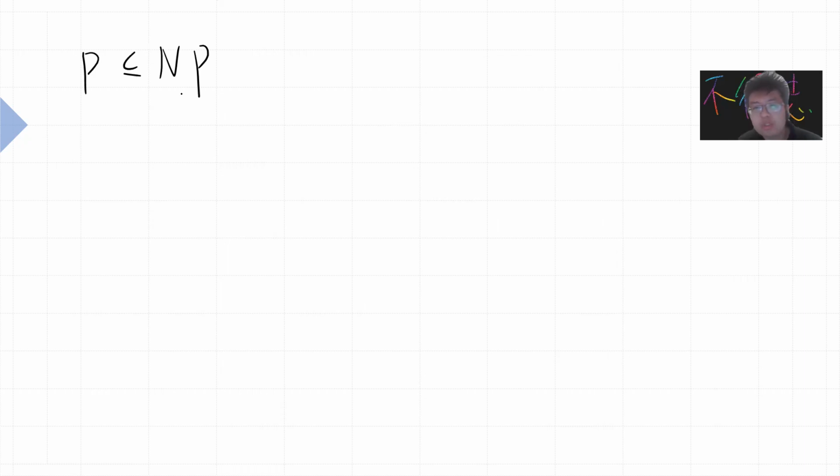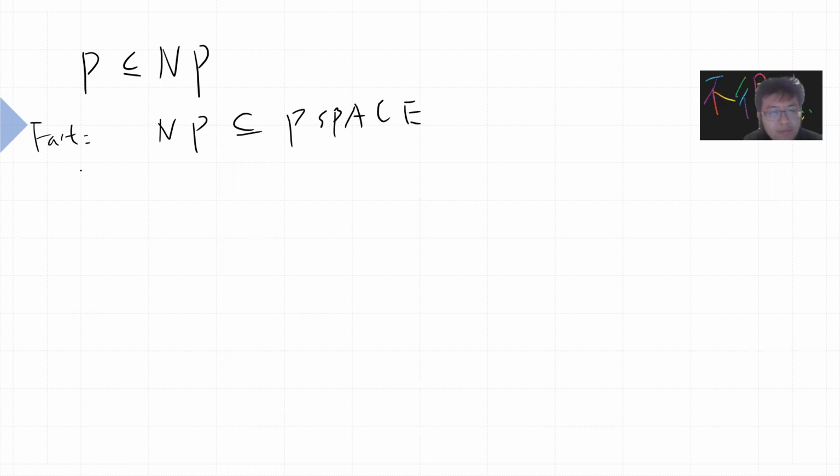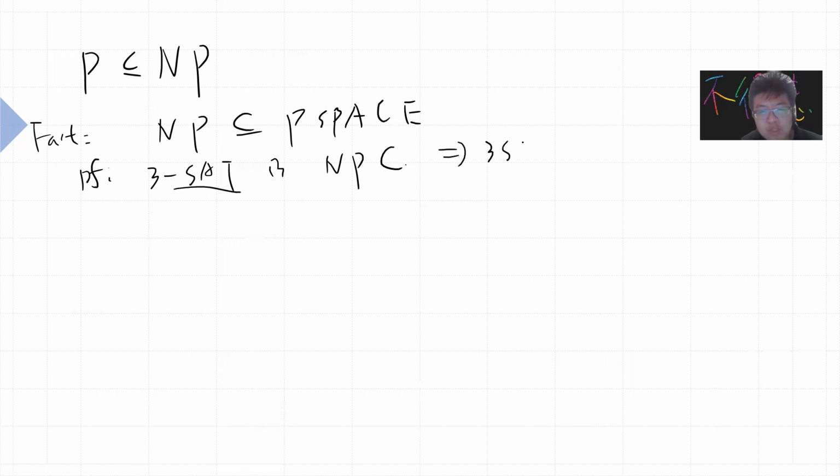By definition, you just run your deterministic machine to solve P, right? So we don't care about the verifier. Okay, so the fact that we are going to prove is that NP is a subset of PSPACE. The proof is very simple. We all know that 3-SAT is NP-complete, so the only thing we need to prove is that 3-SAT is in PSPACE. This is simple, right?